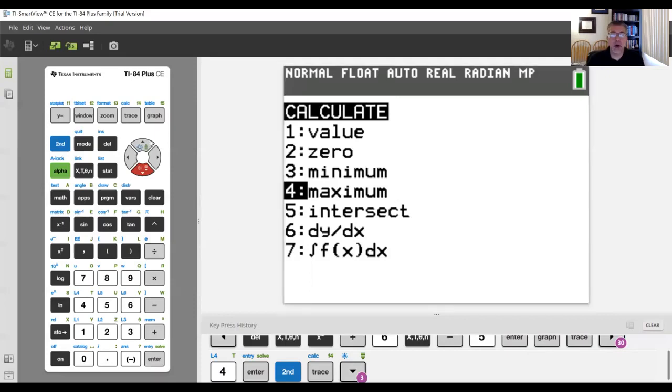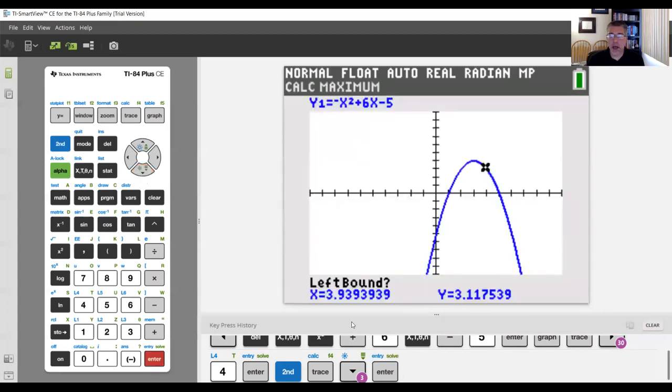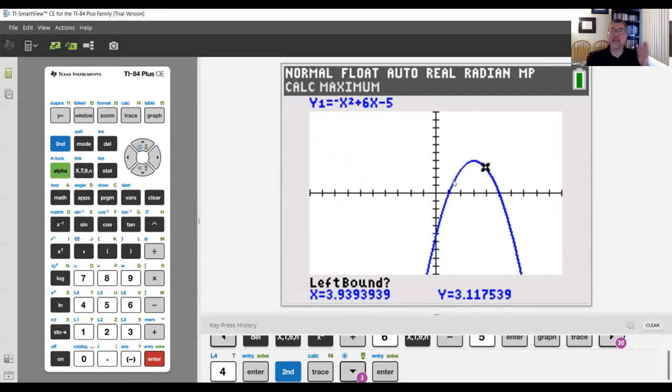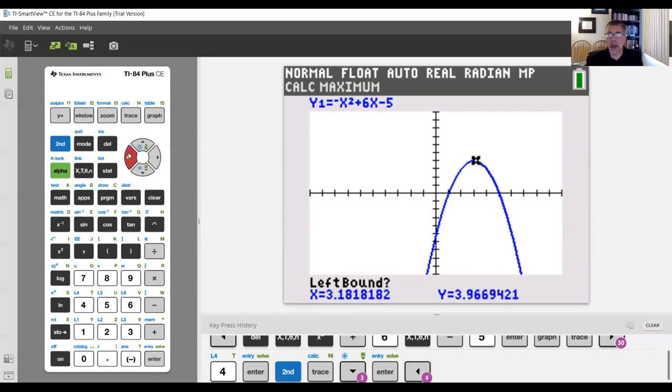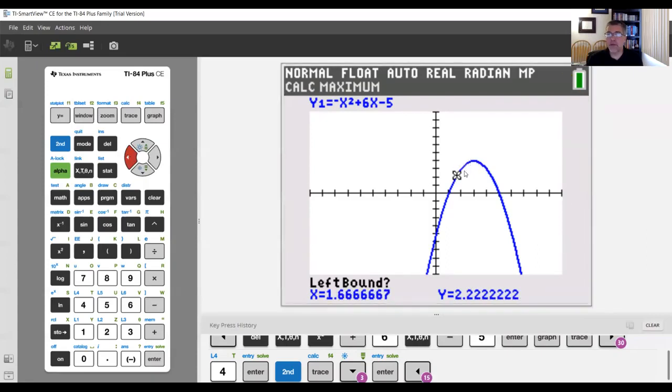Okay. So I arrow down to maximum and I hit enter. And it says, what's the left bound? I want to be on the left side of the maximum value. So I actually need to arrow over using the arrow keys. I'm going to arrow to the left so that I am left of the maximum. So I am left of the maximum here. It doesn't matter how far left of the maximum I am. I'll stop right there, and then I want to hit enter.